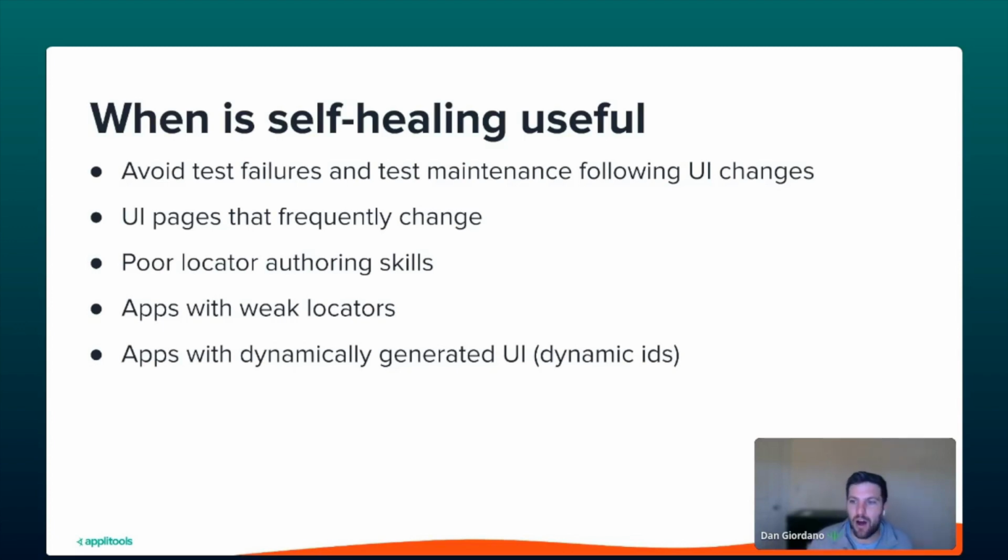Poor locator authoring strategies. This one is maybe a learning tester, a novice tester, or maybe they're unaware that they're selecting something that frequently changes or is about to change. Self-healing is great for helping those testers out. And then the last two here are structurally changing with, I think, the modern web.